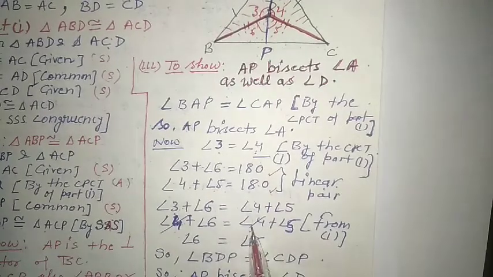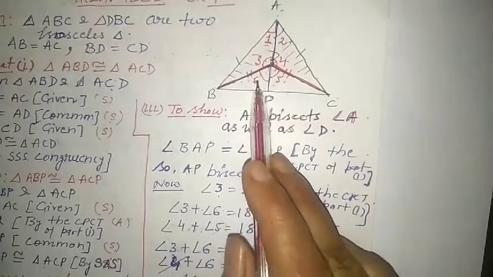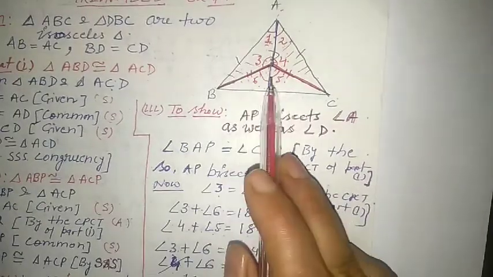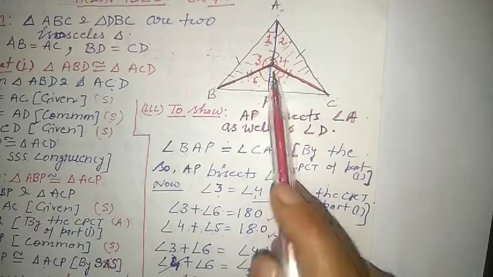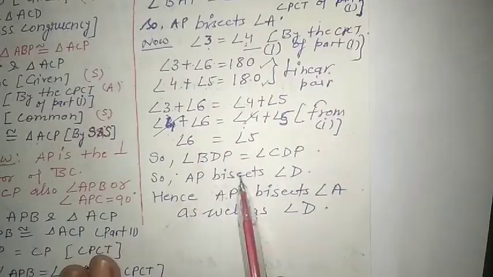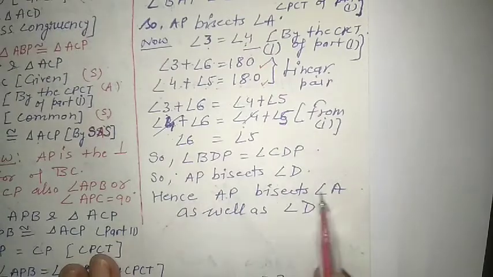So angle 4 can be cancelled from both sides. So angle 6 is equal to angle 5. So we can say that AP bisects angle D also. Hence we can say AP bisects both angle A as well as angle D.